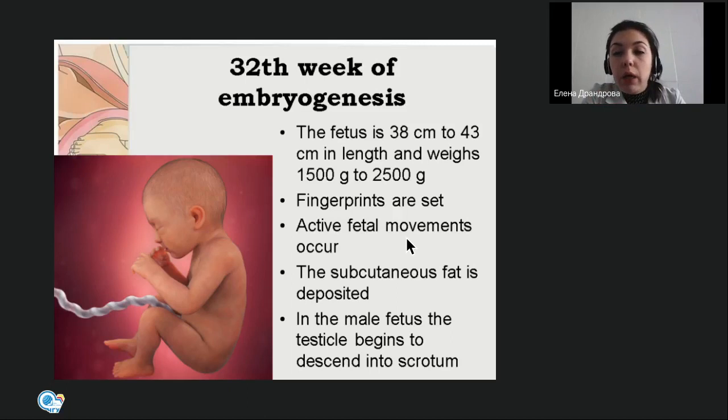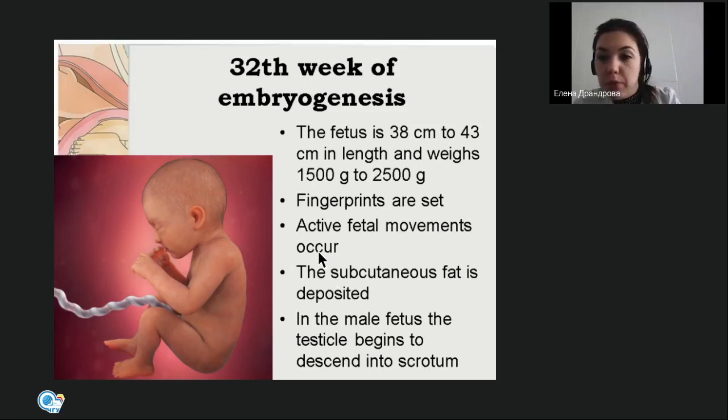Why do movements become so active? Because the fetus grows and the uterus cannot expand so much. So the fetus starts feeling the limitations of the uterine cavity. Like he is surrounded everywhere by the uterus. He wants to move, but he cannot move so easily. Yes, and that's why a woman starts feeling his movement.